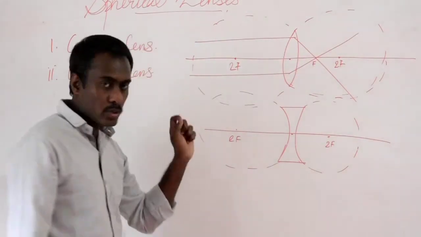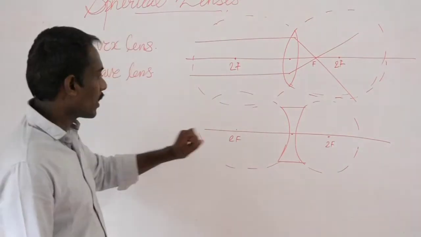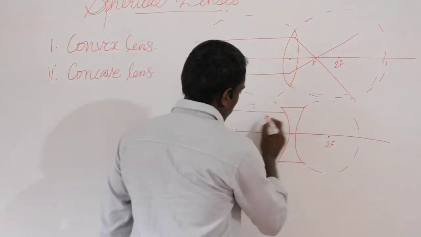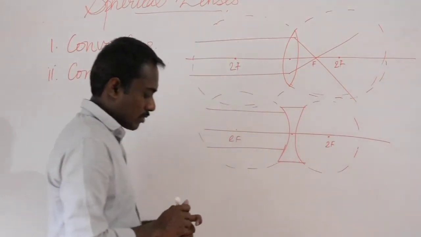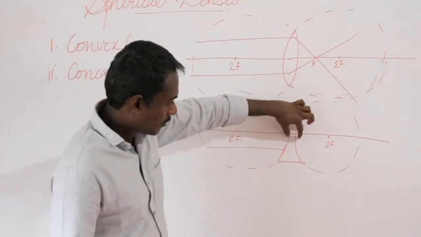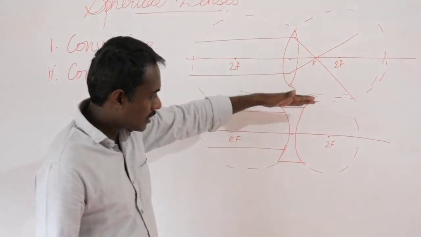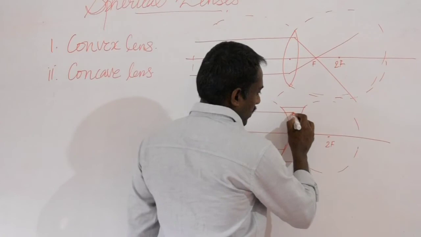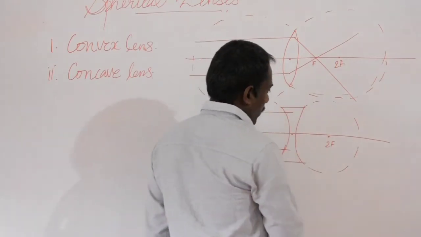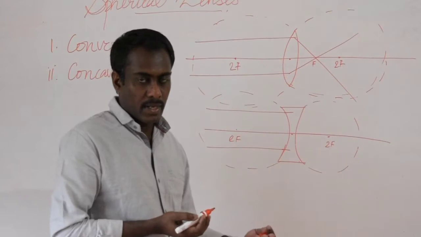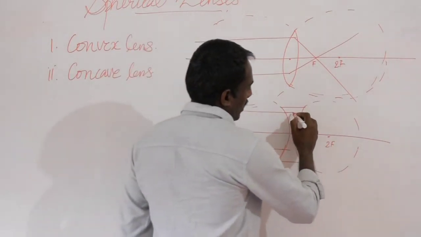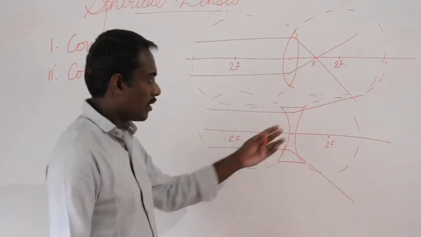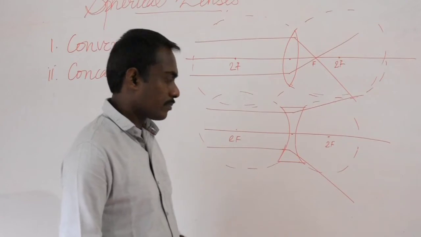Therefore, this convex lens is also known as a converging lens. Now the concave lens. As we know, any ray of light falling on this lens which is parallel to the principal axis will be refracted by the lens, but after refraction, the ray has a tendency to move away from the principal axis.